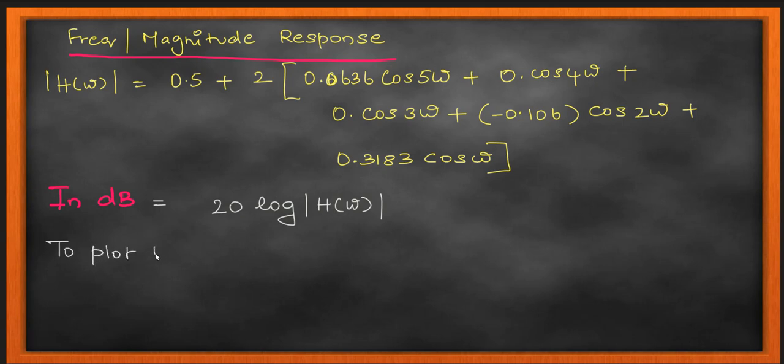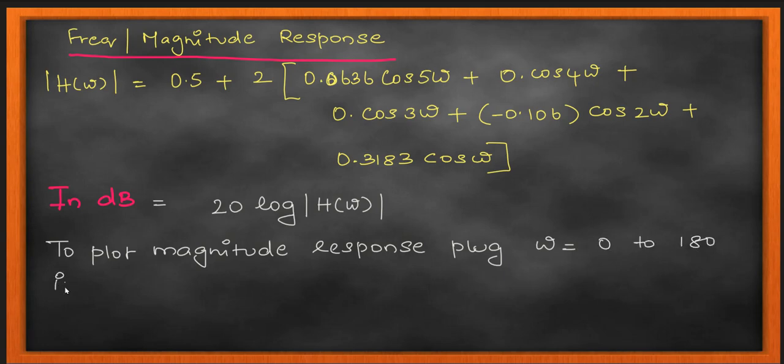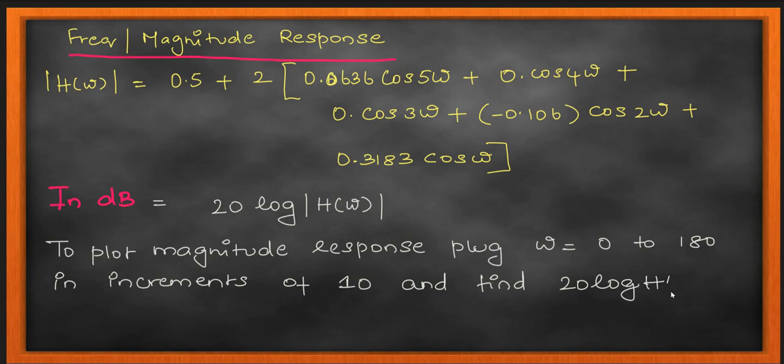In your exam, sometimes they ask for dB, and in that case you need to use the semi-log graph. And if it is just a magnitude response, you can do it for just H of omega. All right, so let us see. You have to plug in values of omega from 0 to 180, and we are going to do that. Then we will see how it looks.